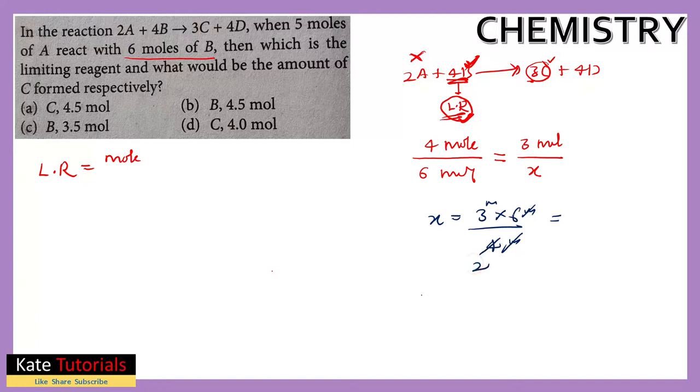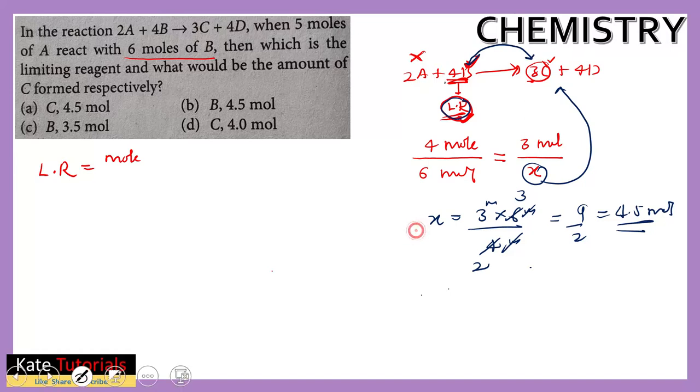So 3 times 6 is 18, divided by 4, it is nothing but 4.5 mole of C. That is X formed. X is nothing but C. I hope you got it. So here, how I did: the limiting reagent I calculated. B is the limiting reagent. Based on B, the formation of C depends because B is the limiting reagent.